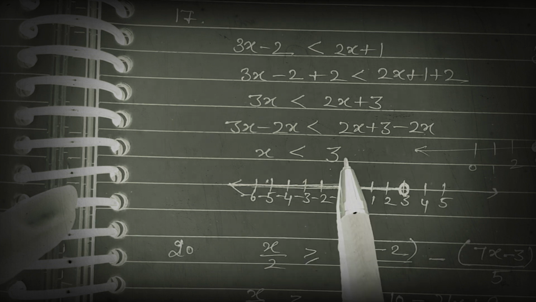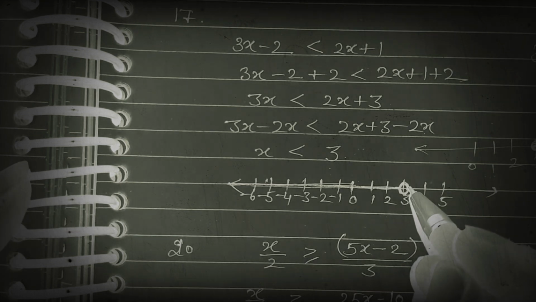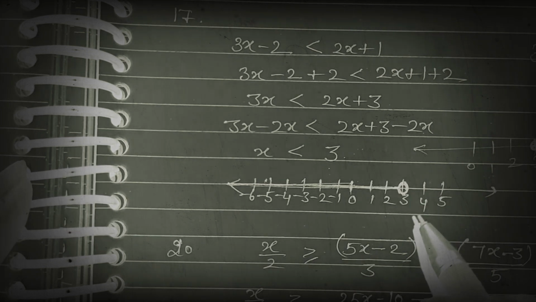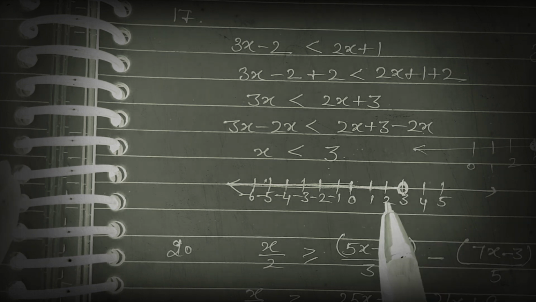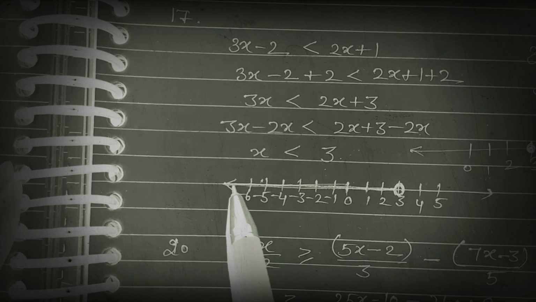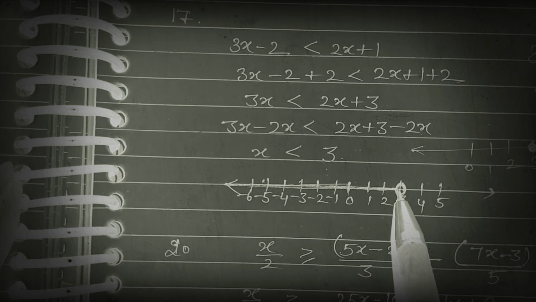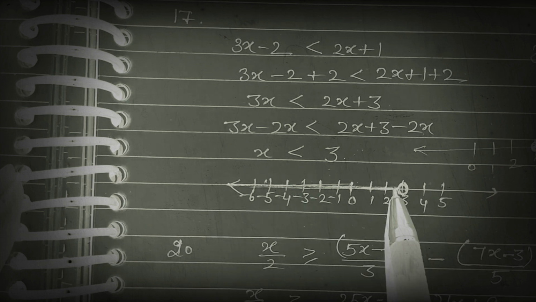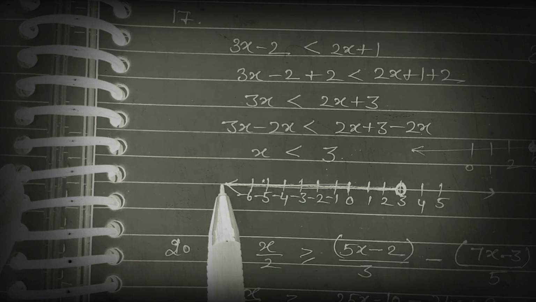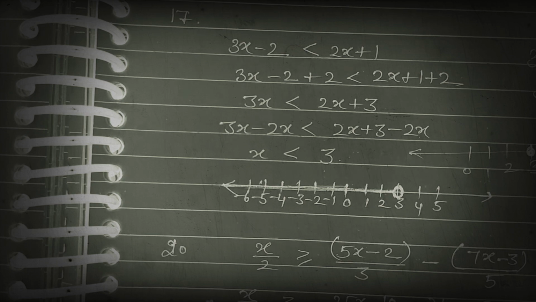That means 3 is not a value of x. So we will take a hollow circle on 3. It shows that the x value is not equal to 3, but it is less than 3. So we will show it by a dark line, because its value is less than 3 up to minus infinity. Is it clear? Now come to the 20th question.